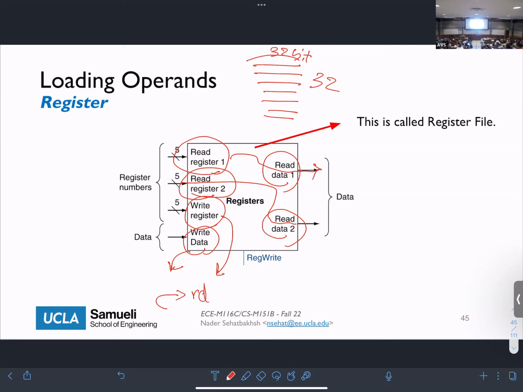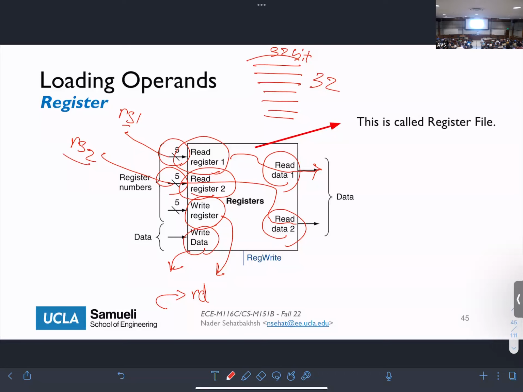So again, going back, we have read register number 1, which is RS1, and read register number 2, which is RS2. And as you can see, we only need 5 bits to address this. Why do we need 5 bits? Because 2 to the power of 5 is equal to 32. We only have 32 of these registers, so we only need 5 bits for addressing this. And we can address them at the same time. It's not like the memory, where you need to address them one by one. The register file has this additional ability that you can read 2 things at the same time. So you put RS1 here, RS2 here.